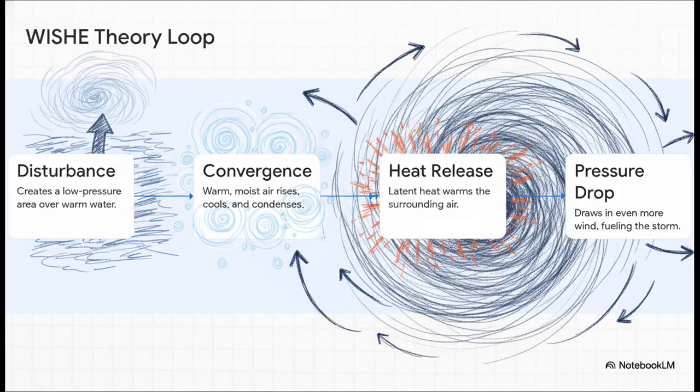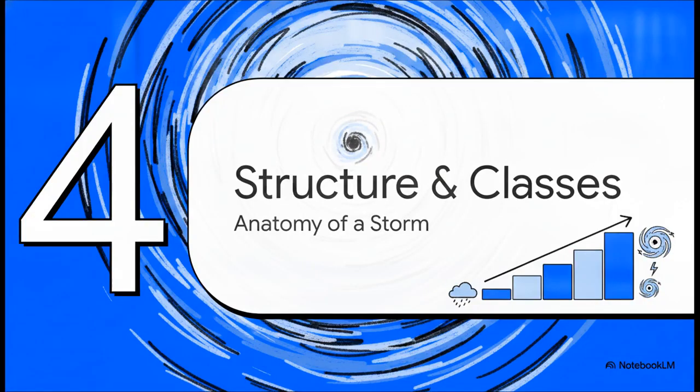And this creates a massive positive feedback loop, known as the CISK theory. Here is exactly how it happens. First, a small disturbance creates a low-pressure area over that warm ocean water. Warm, moist air rushes in, rises, and then cools, causing condensation. That condensation releases latent heat, which warms the air around it. Since warm air is lighter, the air pressure drops even more. This severe drop in pressure acts like a giant vacuum, sucking in even more wind. It's a continuous, crazy engine that takes a tiny little disturbance and turns it into a total monster of a storm.